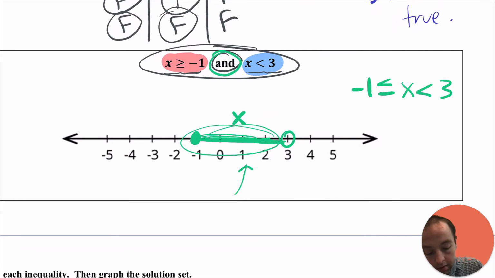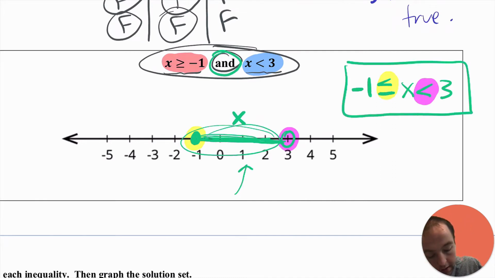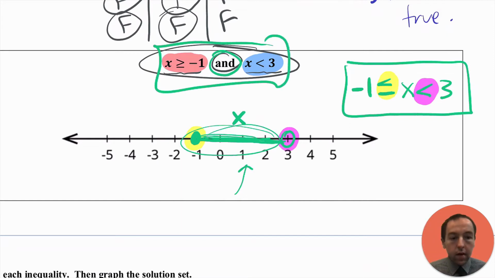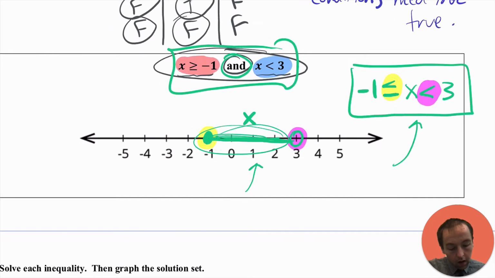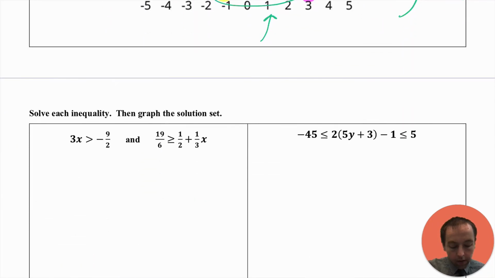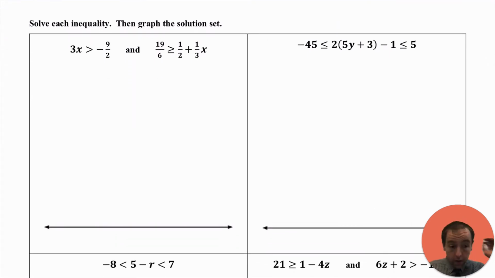So pay close attention to those symbols that I used, right? Because that was a less than or equal to, we had that filled-in circle right there, and the less than right there corresponds to the fact that we had an open circle right there. So this right here and this right here are the same exact statements of writing an AND. It's just that mathematically you'll see it expressed as one inequality statement right there, that compound inequality.